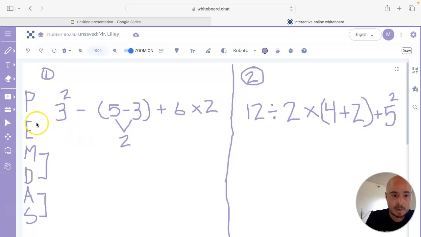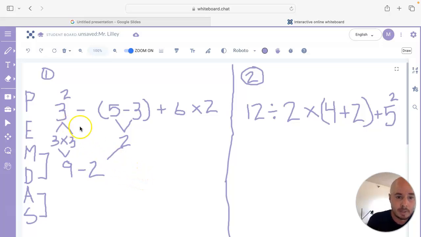Then I need to move down 1. I don't see any other parentheses, so I move down 1 to the E, which stands for exponents. There is an exponent. It's 3 to the 2nd power. Basically, that's saying, what is 3 times 3? And I know that 3 times 3 equals 9. And so I'm going to write out a 9. And I need to stay organized here. So I'm going to write minus what I already solved, the 2. So 9 minus 2.